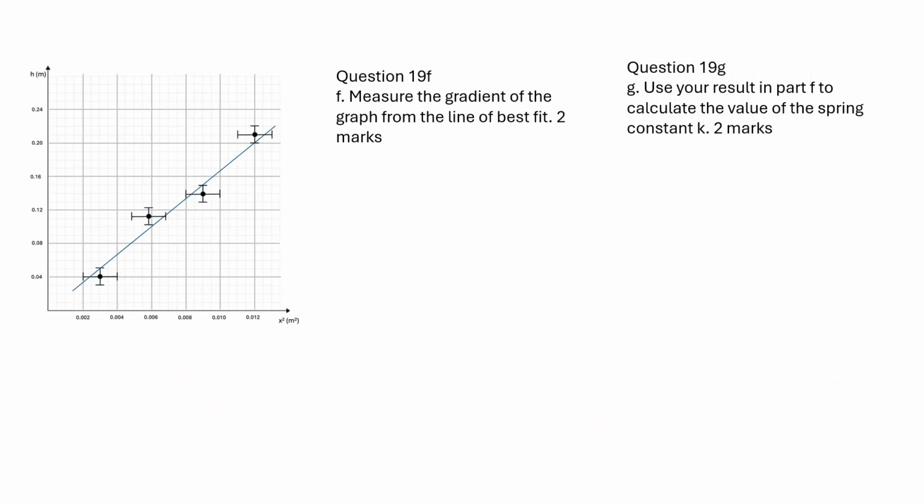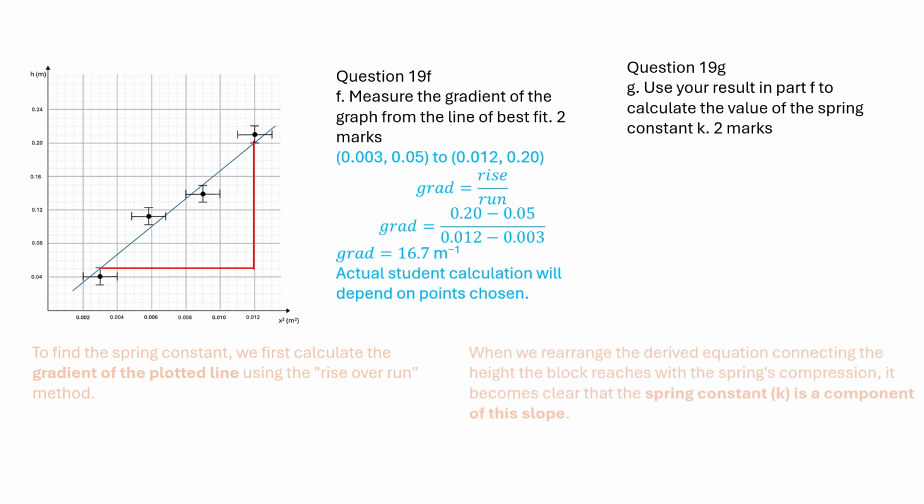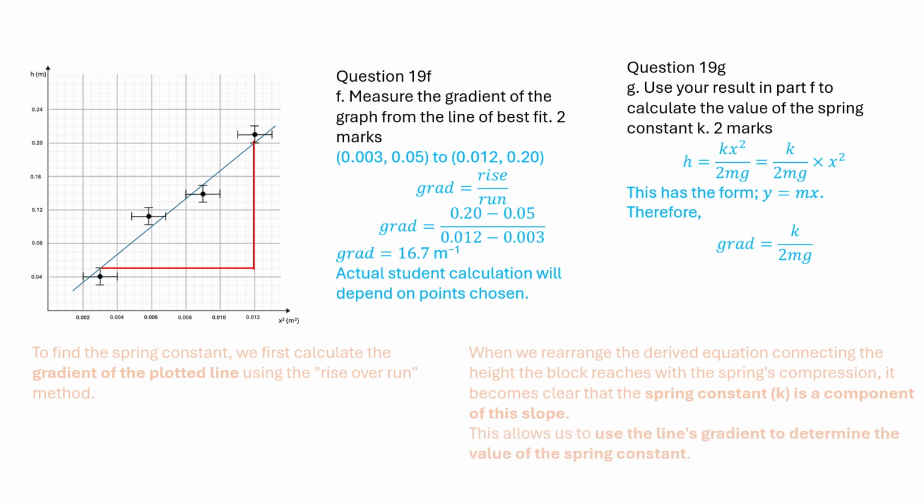To find the spring constant, we first calculate the gradient of the plotted line using the rise over run method. When we rearrange the derived equation connecting the height the block reaches with the spring's compression, it becomes clear that the spring constant k is a component of this slope. This allows us to use the line's gradient to determine the value of the spring constant.